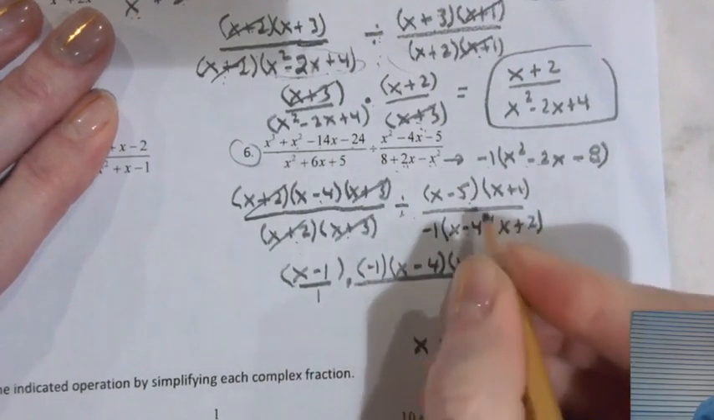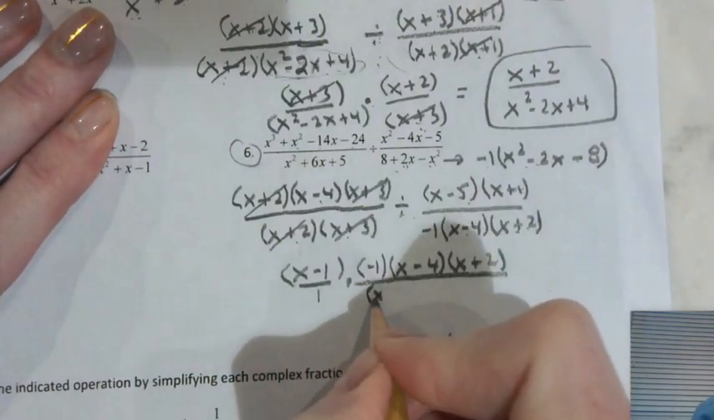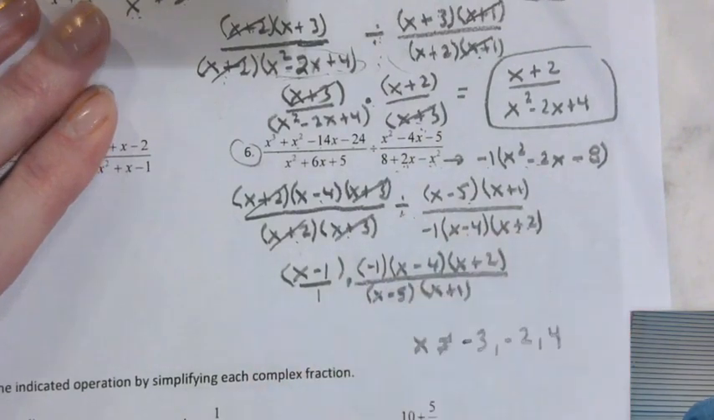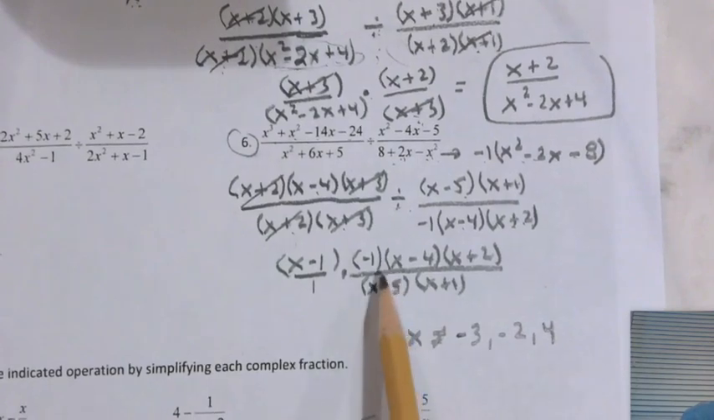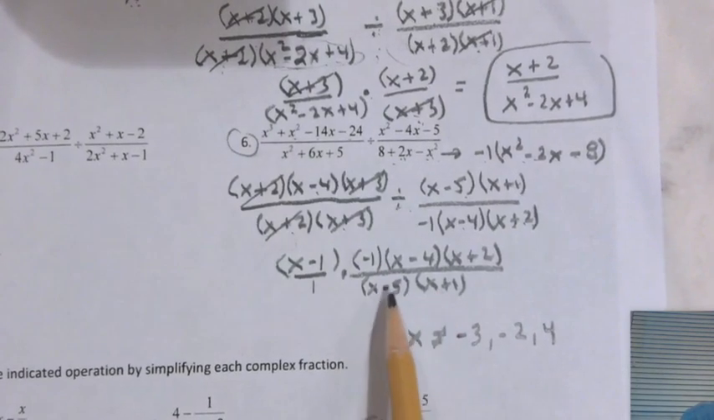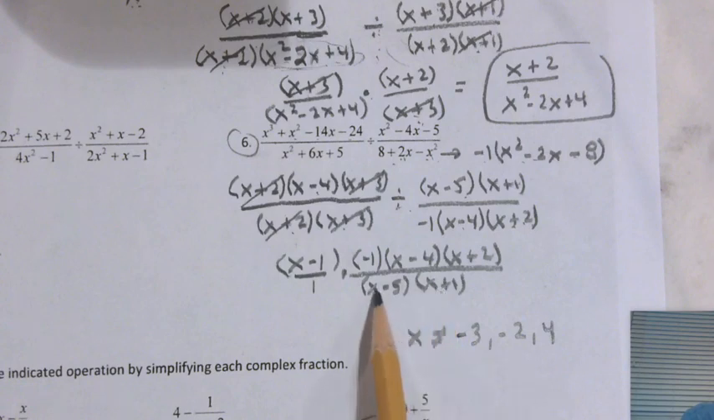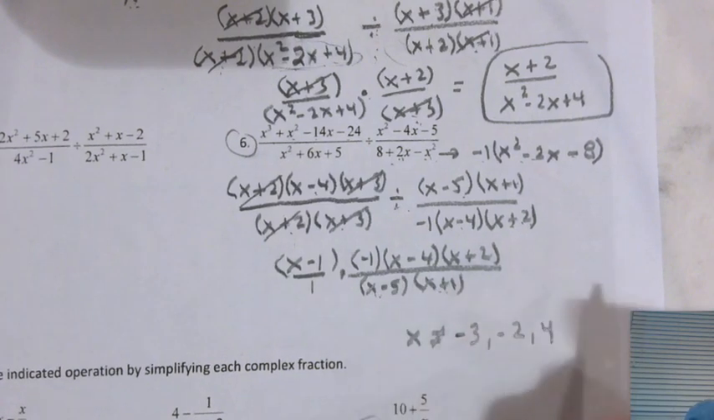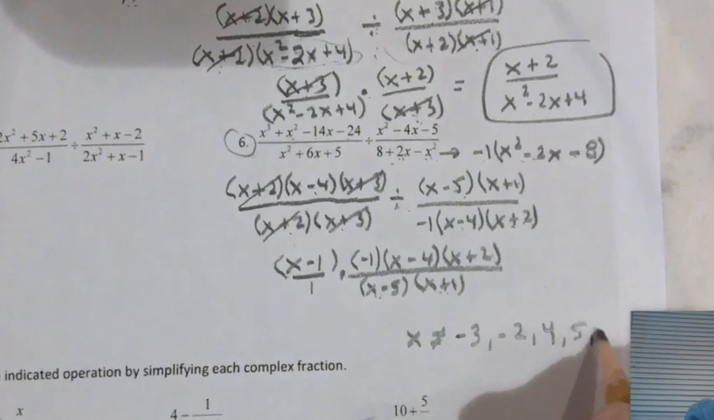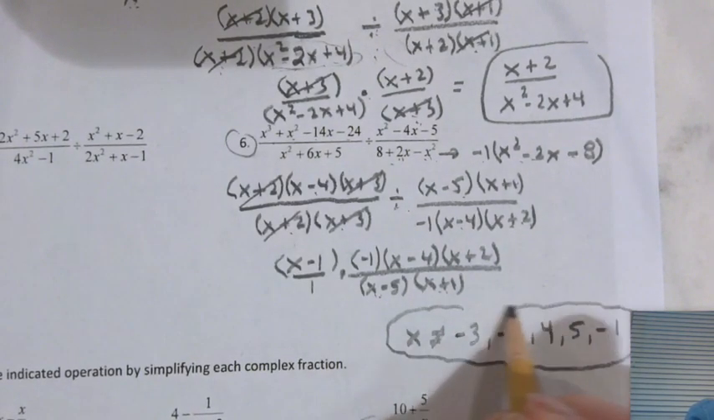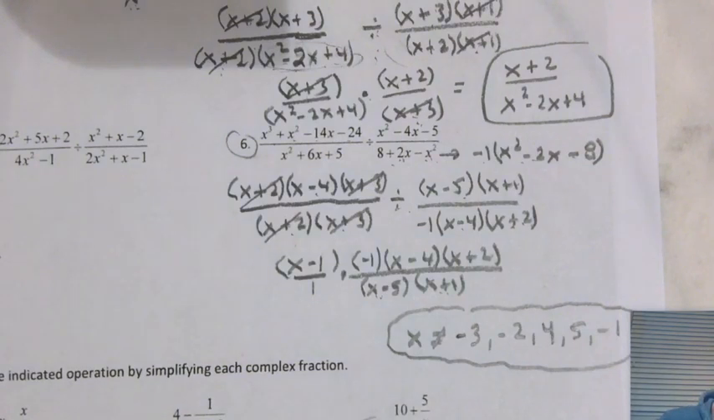And on the bottom, we get x minus 5, x plus 1. Now we have to add to our restrictions because, again, we're going to have values of x that make the denominator 0. So we're going to get a positive 5 and a negative 1.